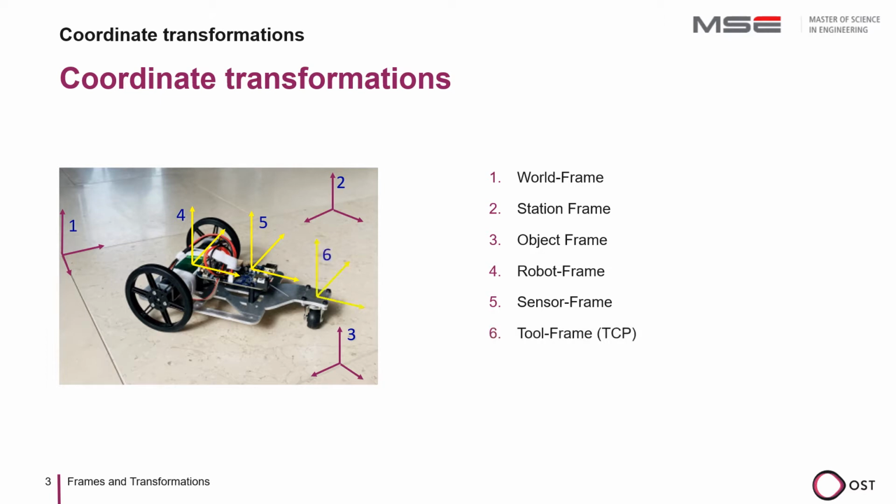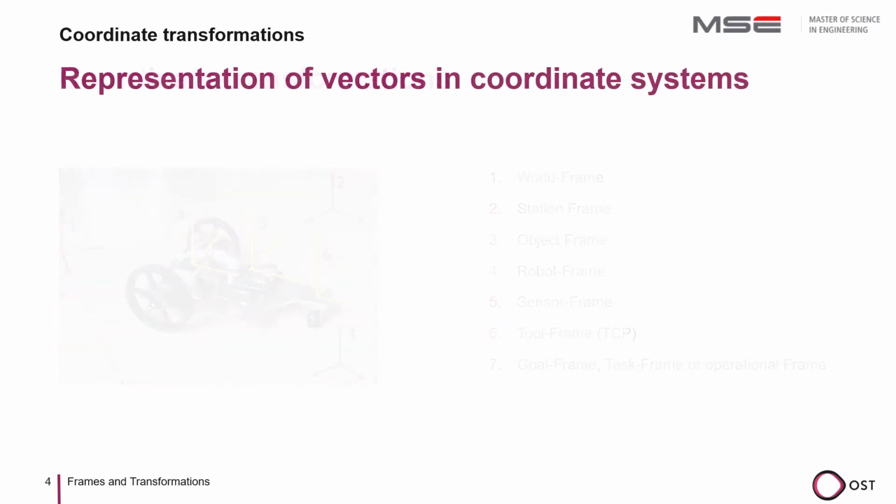As soon as we mount the gripper to our mobile robot, we describe the location of the tool center point with a tool frame. We could use an operational frame to control a force-controlled docking process at an assembly station. A quick reminder of what a vector and a coordinate system is.